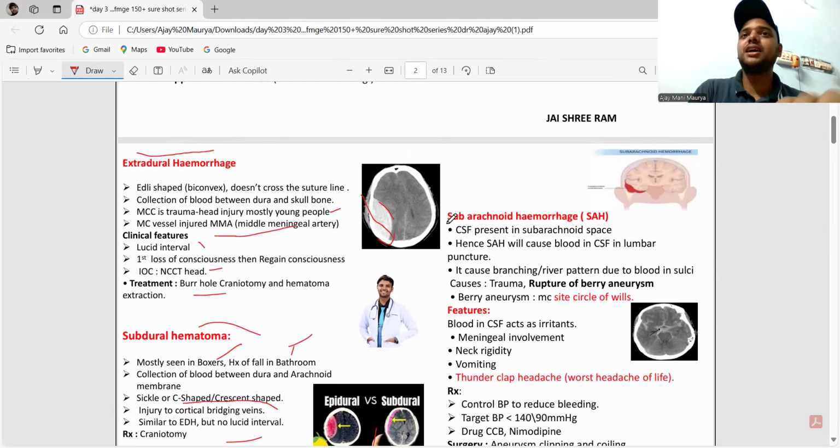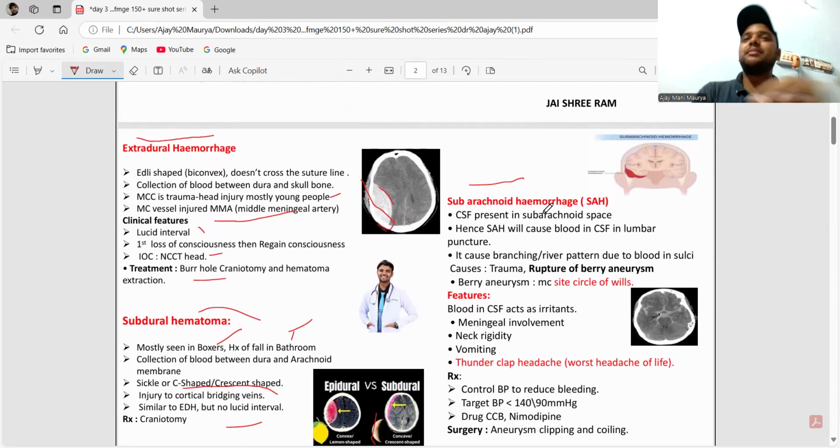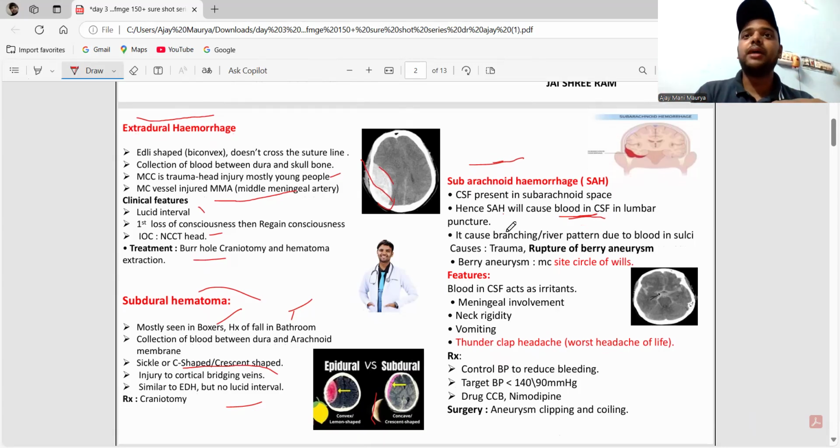Remember, this one is the subarachnoid hemorrhage. See, Archana is bathing in blood. Arachnoid means what? In subarachnoid hemorrhage there is blood in the CSF on lumbar puncture. While doing the lumbar puncture, there is blood in the CSF.